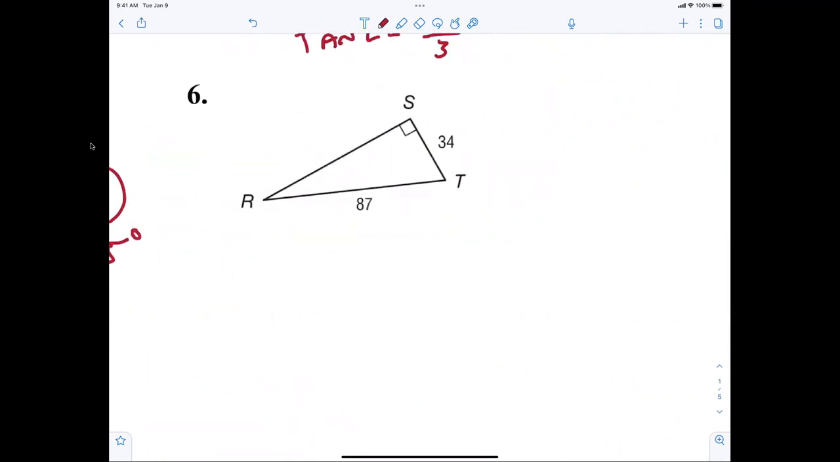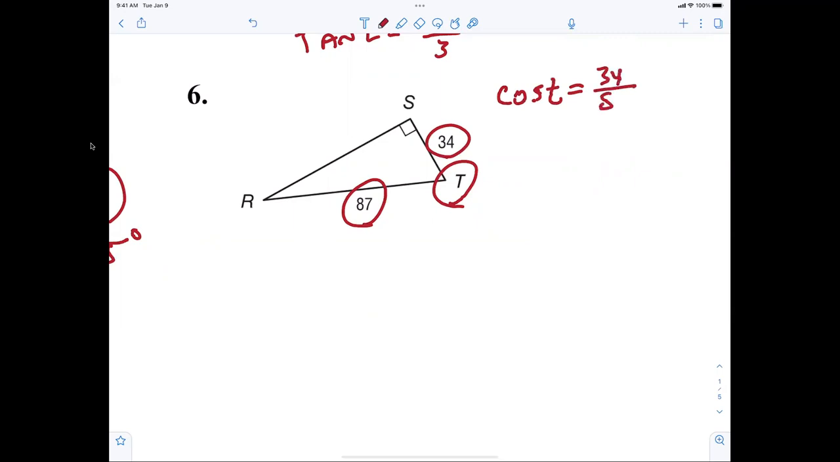All right, now number 6, here we go. We're doing T, 34 and 87. What's the relationship between 34 and 87? What is 34? Adjacent. What is 87? Hypotenuse. So what function are we using? So we're going to write down cosine T is equal to what? 34/87.